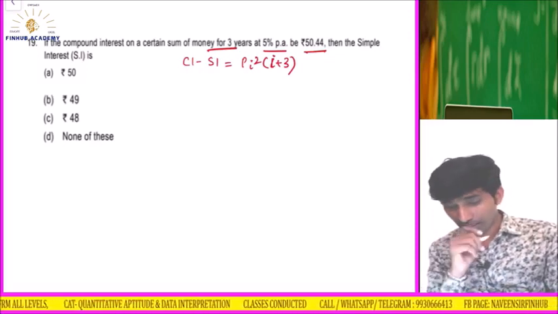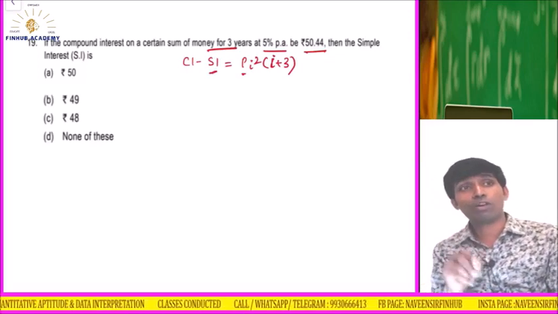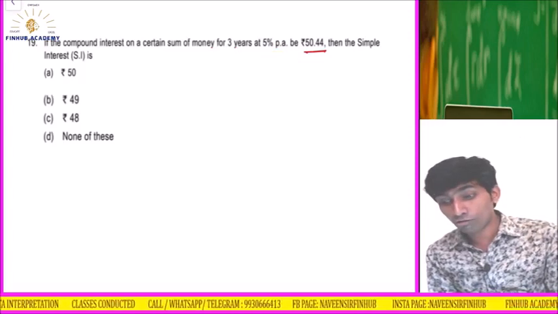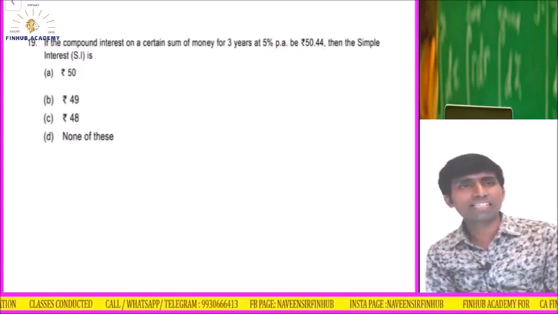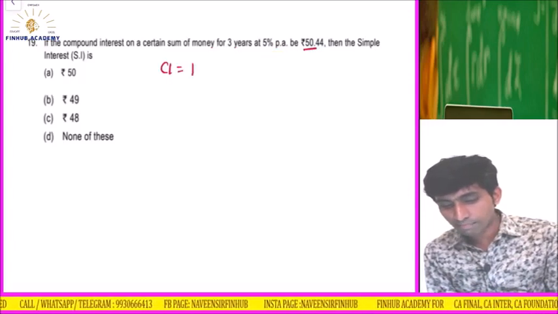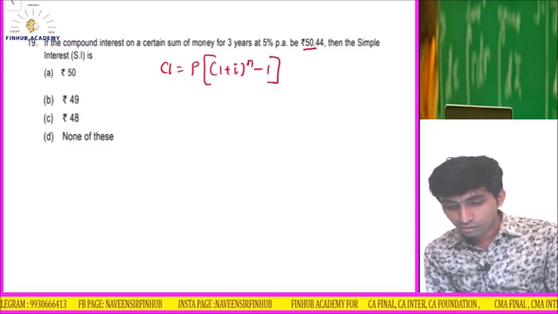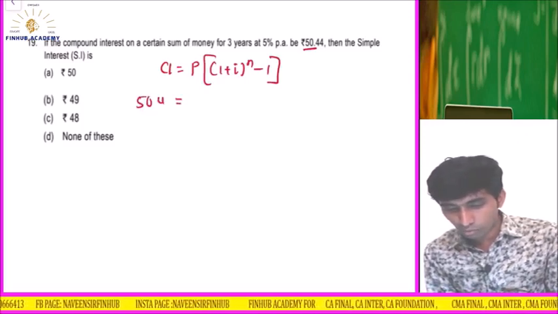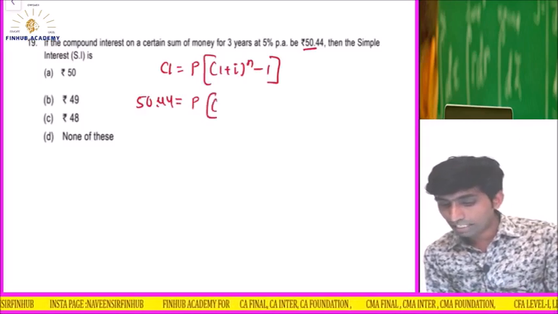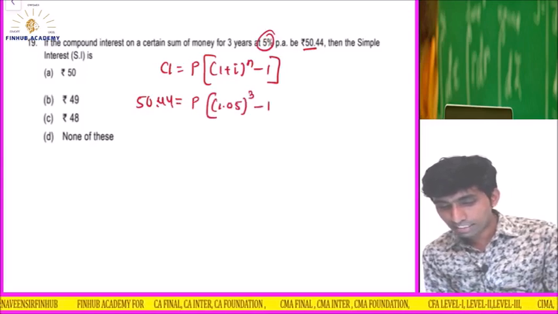But guys, listen, here the problem is that I don't know SI and I don't know P either, so I will not be able to do it. This method cannot be applied. Instantly when I saw the sum, I thought to follow this, but you can't solve it like this. But since we know the compound interest, we can apply the formula of compound interest, that is P into (1 plus I) raised to n minus 1. So CI is how much? 50.44 is equal to, principal is how much? Principal I don't know. 1 plus 5%, so 1.05, raised to 3 minus 1. Can I get the principal?